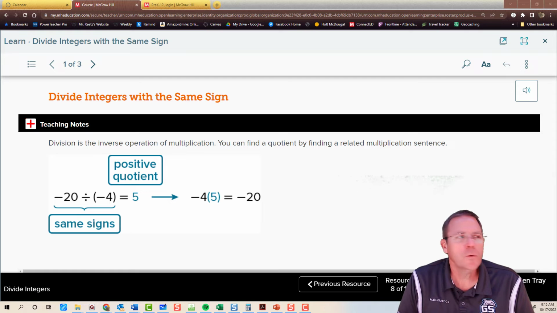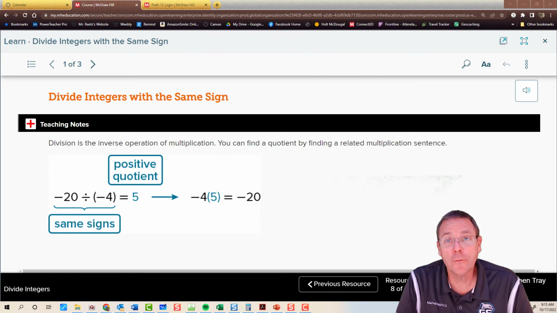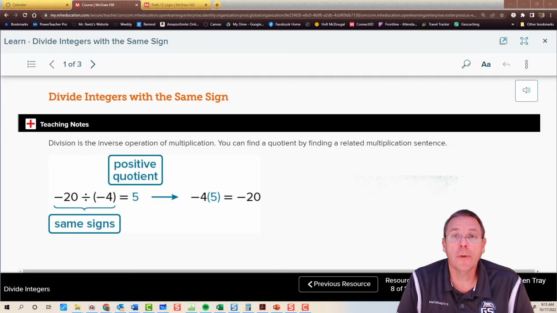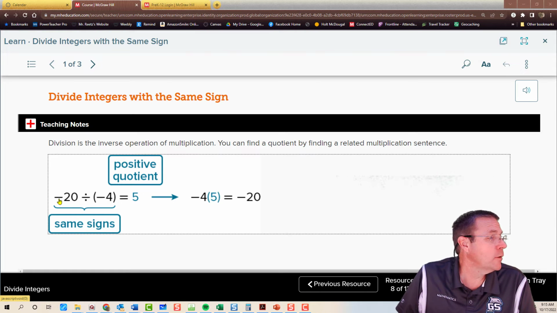Next, we're going to take and learn how to divide integers that have the same sign. You've been doing this for years when you divide a positive number by a positive number, but we're also going to look at dividing negative numbers by negative numbers. For example, here you've got negative 20 divided by negative 4, and the answer is going to be 5.